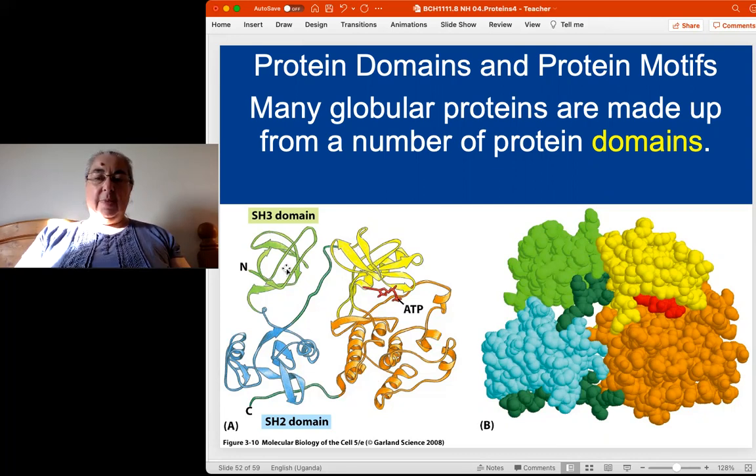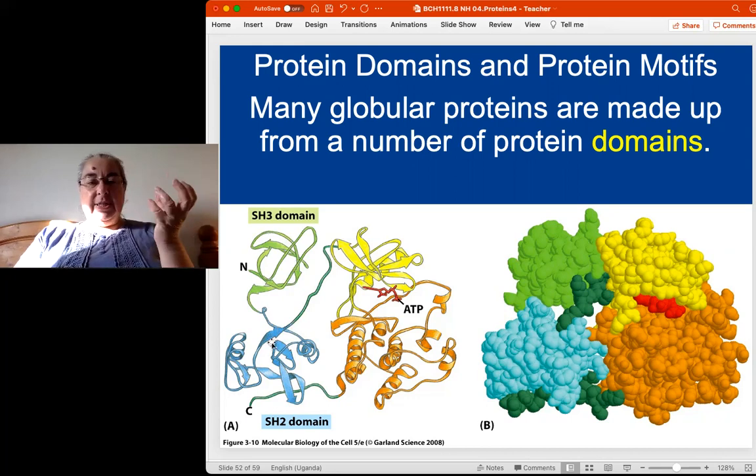Here is a space-filling diagram of a globular protein, and here is the ribbon diagram of the same protein. And labeled here, there are two domains, an SH2 domain and an SH3 domain. So each of these domains, you can see it's sort of a fold here joined onto a fold here just by a polypeptide chain. They're not actually associating with each other, just joined by the chain inside them.